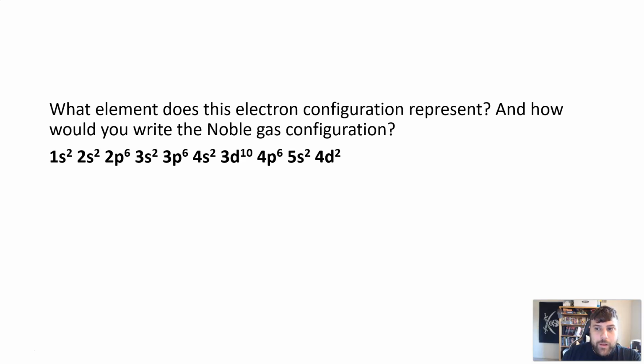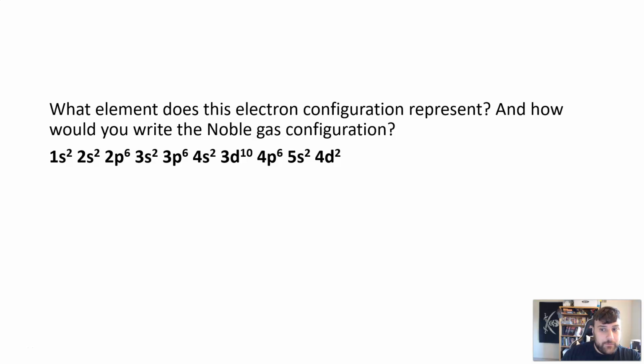So to wrap up, I just have one last question, and then we're good. What element does this electron configuration represent? So now I'm giving you the electron configuration. Tell me what atom it is, what element it is, and then I want you to write the noble gas configuration for this element. And you don't need to use superscripts for this. You can just put 1s2, for instance.